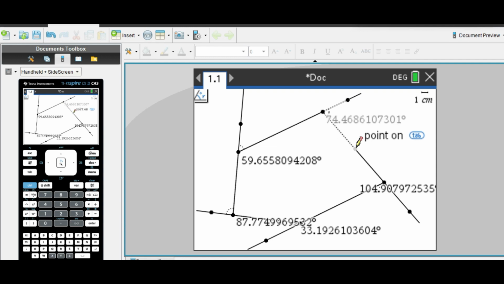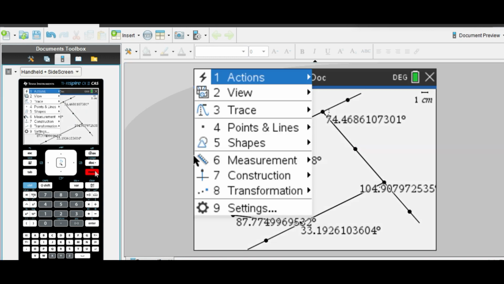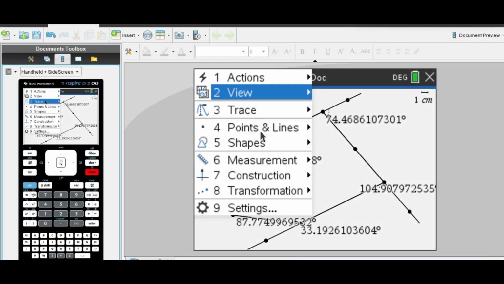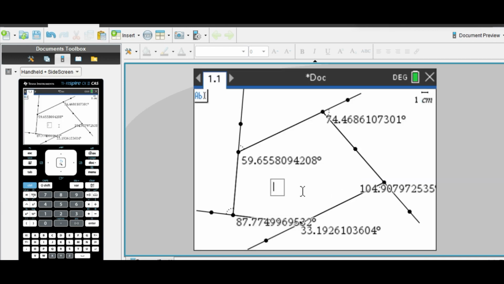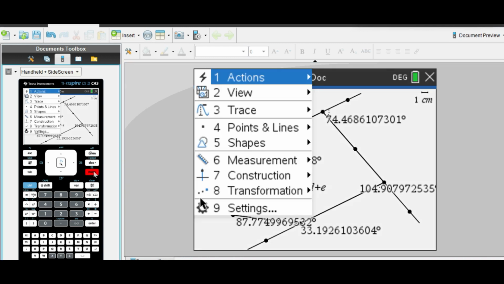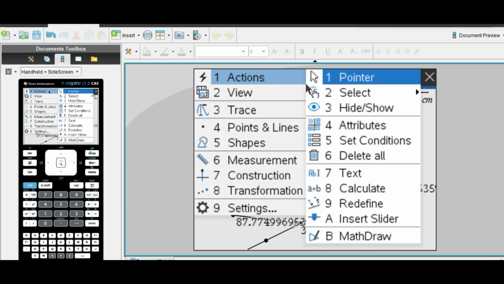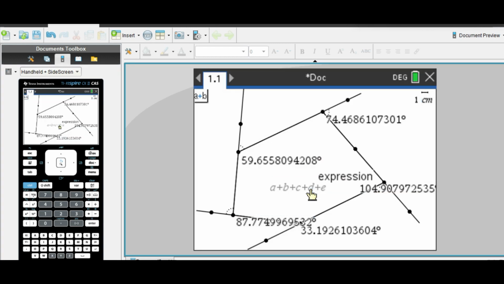So I have five exterior angles, and we're going to add them up. So this is going to be A plus B plus C plus D plus E, five angles. And let's add those up. We're going to calculate A plus B plus C plus D plus E.